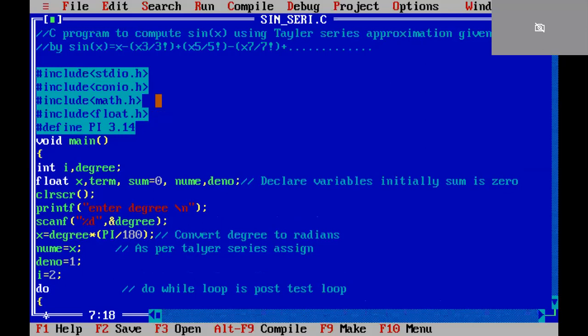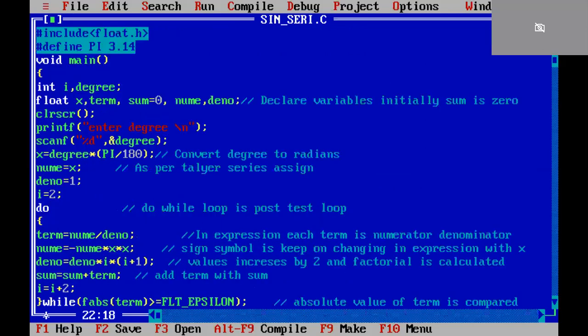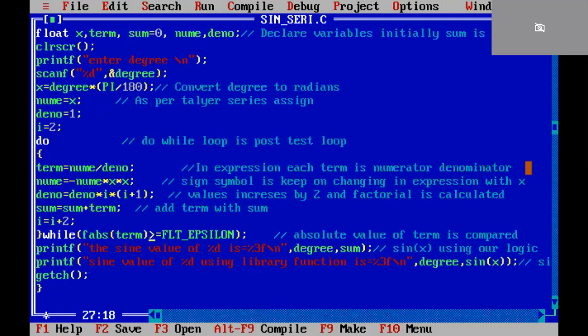So what I did here, some students may ask the question, "Sir, I don't want to write that 0.00001 value." You can do the modification like this. You add the header file float.h. Along with that, directly you can write float epsilon, FLT_EPSILON. Okay, this is another variation. Your program will not give any error. This is an alternative method you can be aware of.